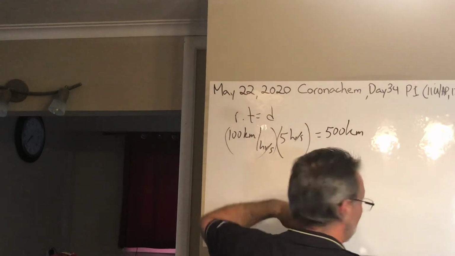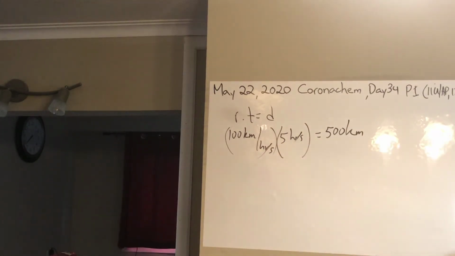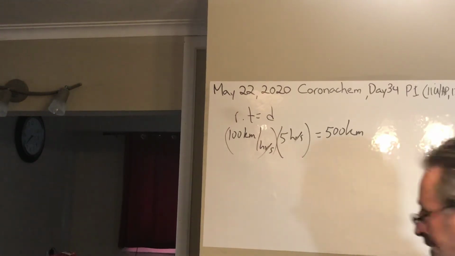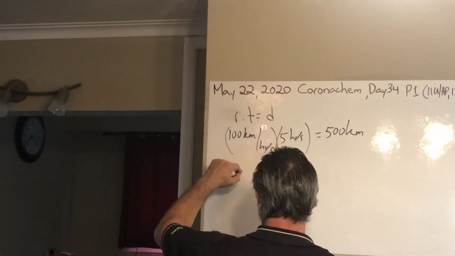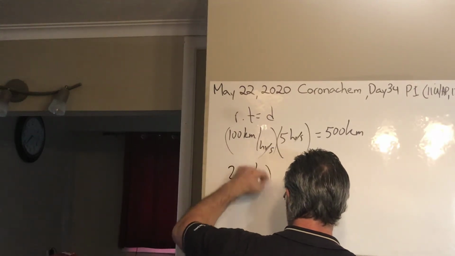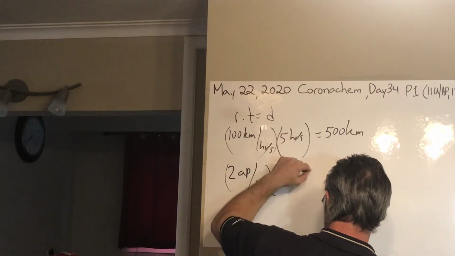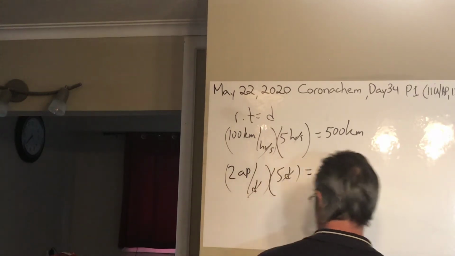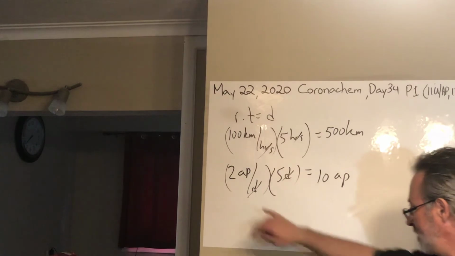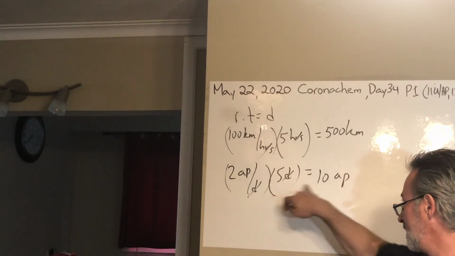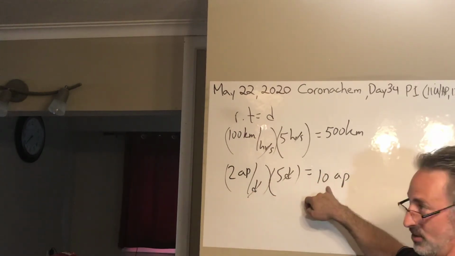Okay? You can turn just about anything into a rate. If you eat 2 apples a day for 5 days, you eat 10 apples. Your rate is 2 apples a day. Okay? 2 apples a day for 5 days. Days cancel, and you ate 10 apples. So that's how you show your rates. Here's the rate, here's the time, and here's the distance. The distance is that you ate 10 apples.